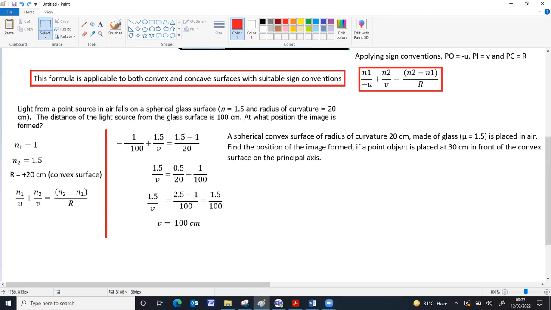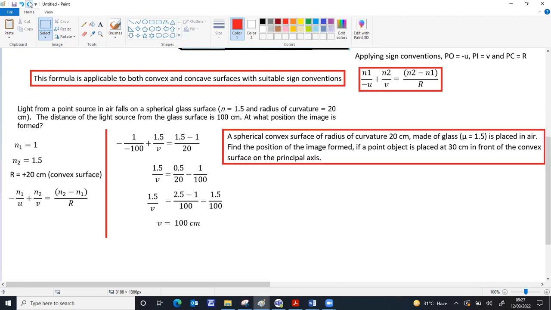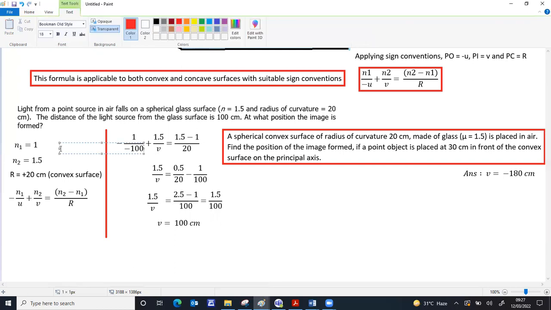This can be another question. You can try as homework. The answer is coming to be minus 180, means image is formed 180 centimeter on the left side against the incident light. Here they have given the value of u. u is equal to minus 100 centimeter.